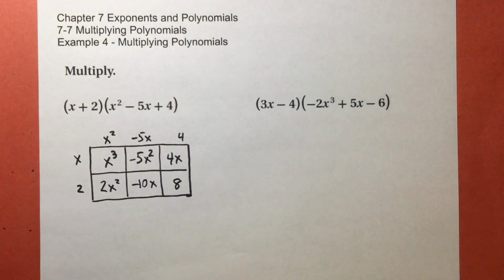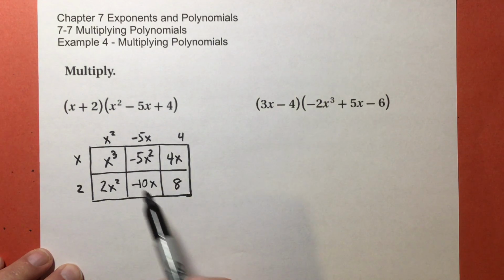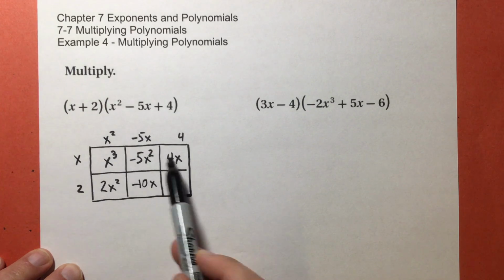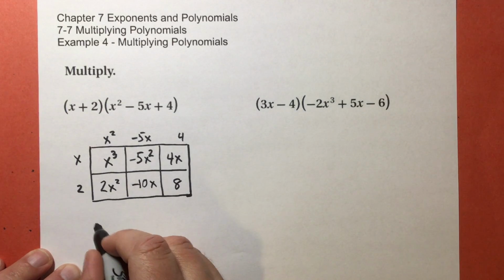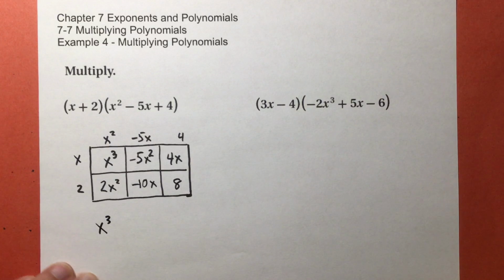Now, I need to give the product of these polynomials as a simplified polynomial. So here's x to the third power. Nowhere else is there an x to the third power, so that doesn't get combined with anything. Everything's being added.